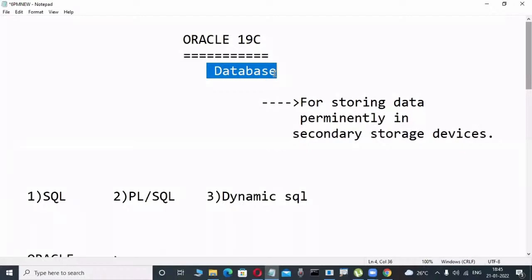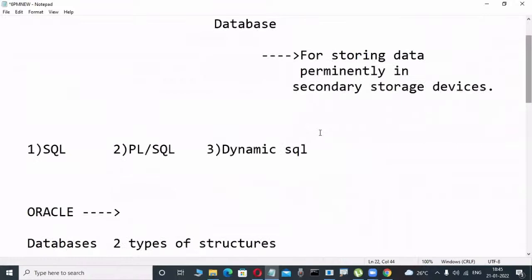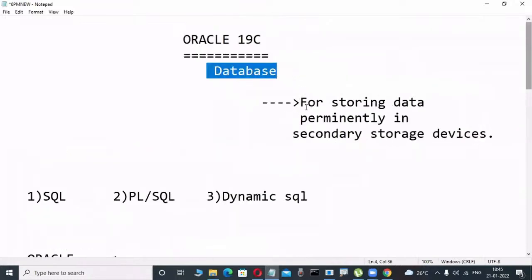It is a place where we can store a structured collection of data. That is the logical side we are telling. What is the purpose of databases? Not only storing data permanently, but also retrieving and fetching data efficiently from some place.